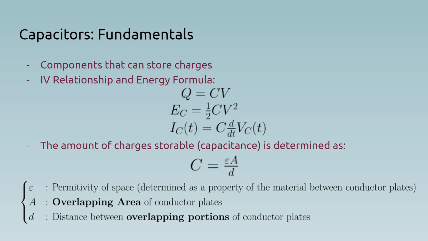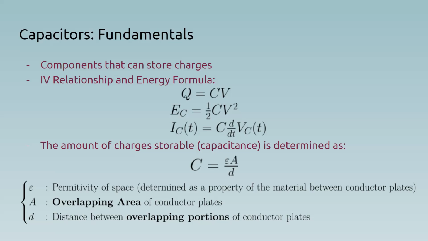And furthermore, we can use Q equals CV to derive the following 2 formulas, where we see that the energy stored in the capacitor is equal to 1/2 times CV squared, and the current across the capacitor is equal to the capacitance times the derivative of the voltage across the capacitor with respect to time. Now, the relationship between Q equals CV and I equals C dV/dt is in fact just differentiating both sides of the equation.